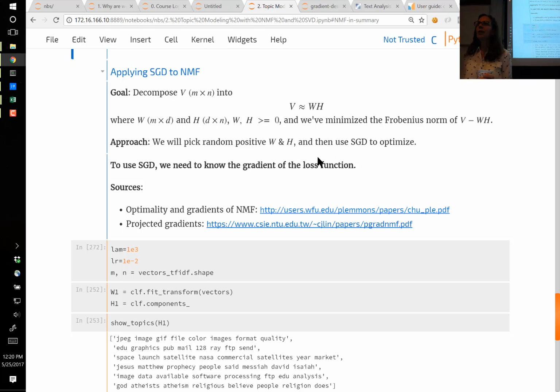But applying that to our specific problem of NMF, we're trying to decompose V into the product of two matrices where all their entries are non-negative. So we're minimizing the Frobenius norm of V minus WH. We want to get that as close to 0 as possible, because that would mean that WH is a good approximation of V. And then we really want W and H greater than or equal to 0.